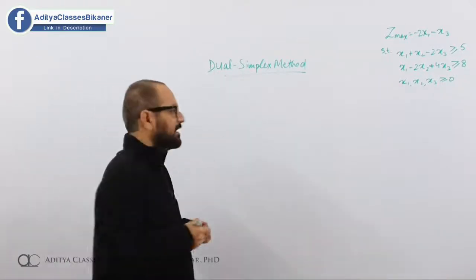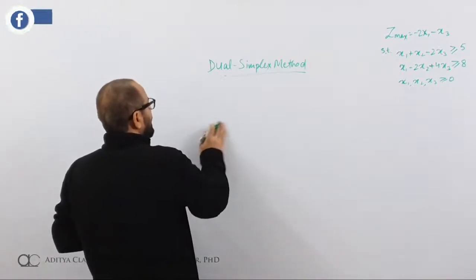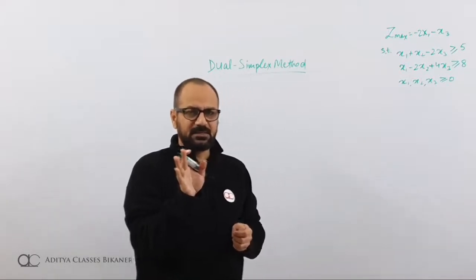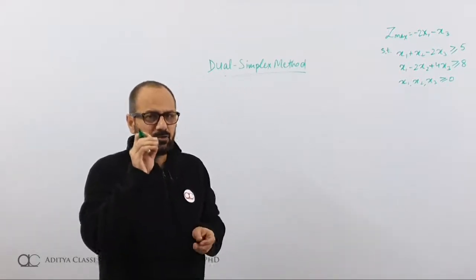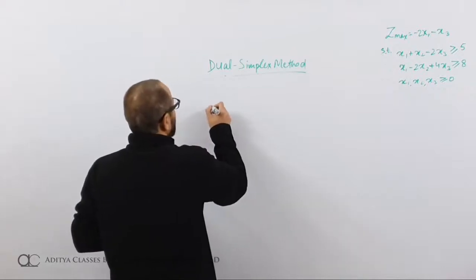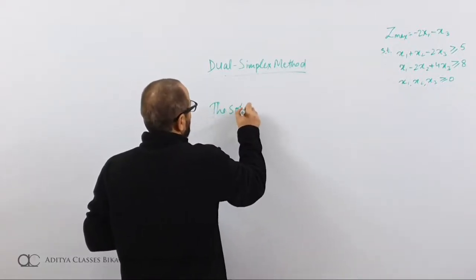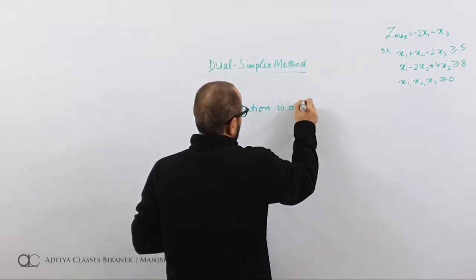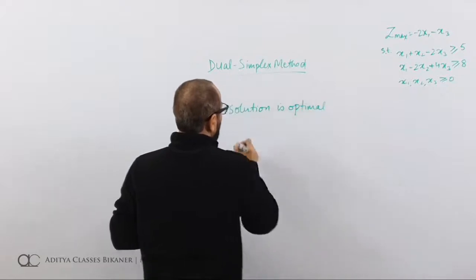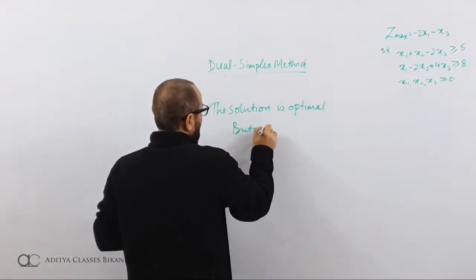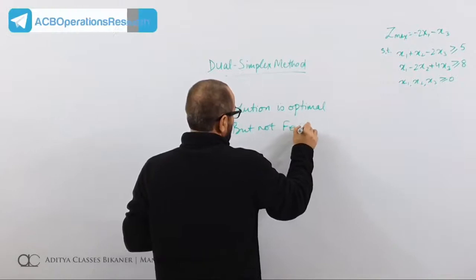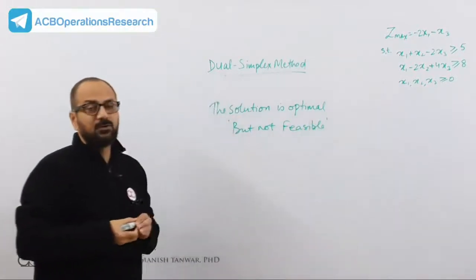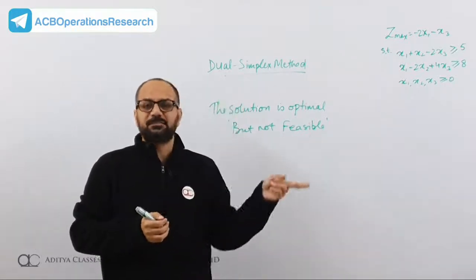Dual simplex is something else. Dual simplex is an algorithm, an alteration in the simplex algorithm. It is an alteration in the simplex algorithm to combat situations where the solution is optimal, but not feasible. Dual simplex is an alteration to the simplex method.